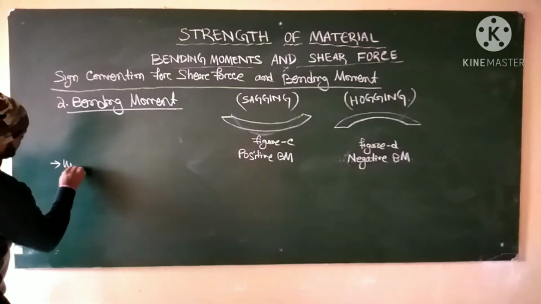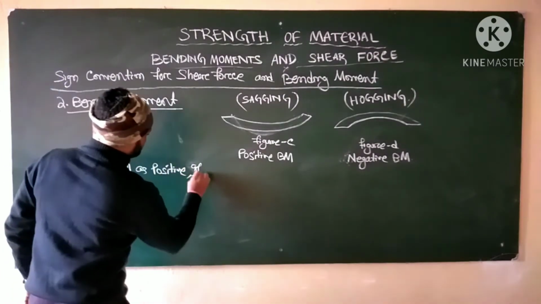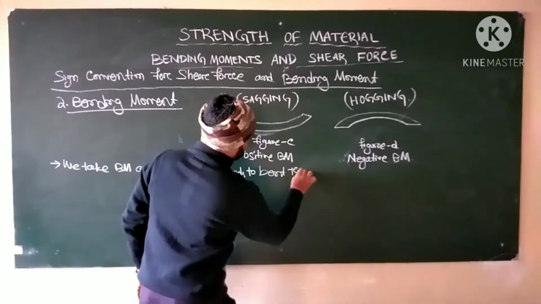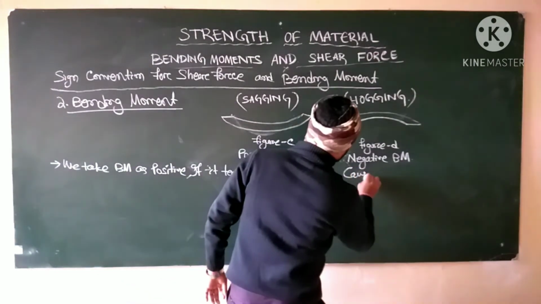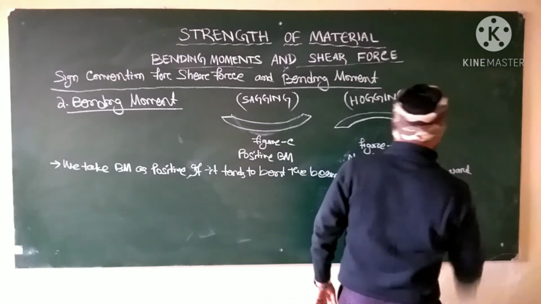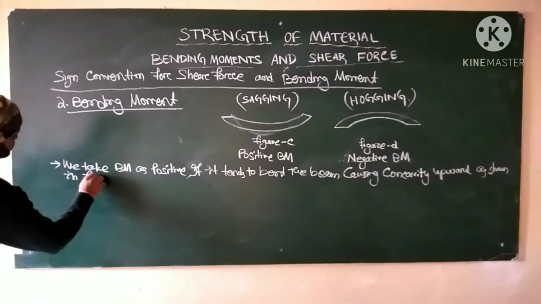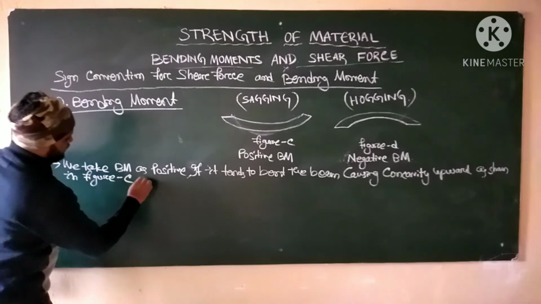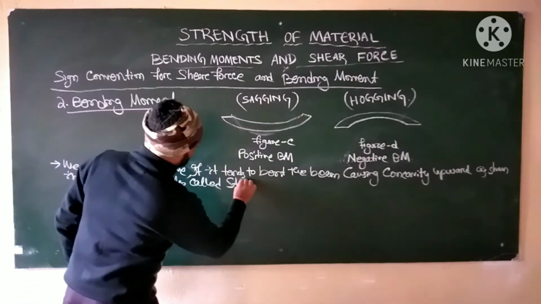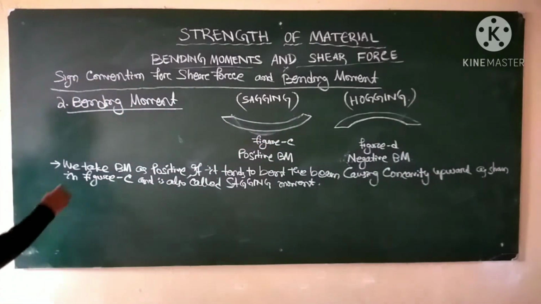Right? We take bending moment as positive if it tends to bend the beam causing concavity upward, as shown in figure C, and it is also called sagging moment, S-A-G-G-I-N-G, sagging moment. Then another is your hogging moment or negative bending moment.